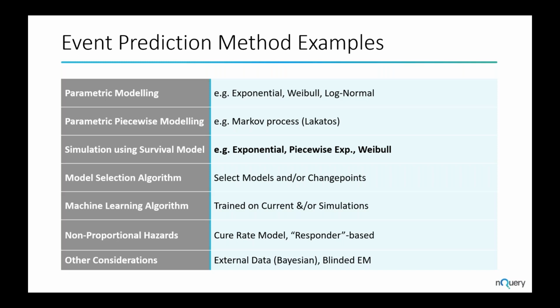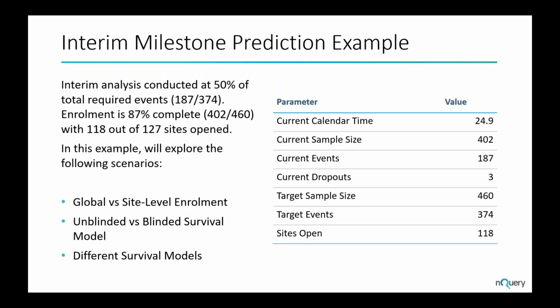Instead, for pretty much the rest of the demonstration, I'm going to move on to an example of how we could make predictions via simulation. Okay, so here we have a survival trial that's ongoing, and this trial needs a total of 374 events to achieve its target power. And at the current calendar time, which is 24.9 months, I believe, 50% of these events have occurred, and the time has come to conduct an interim analysis.